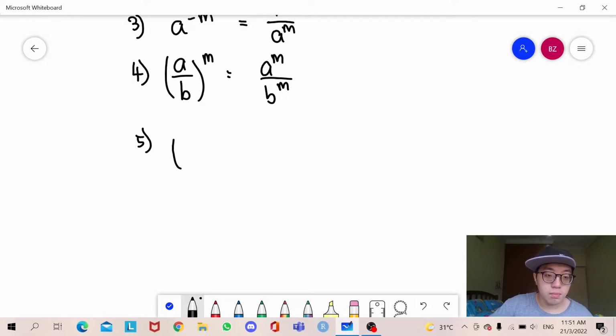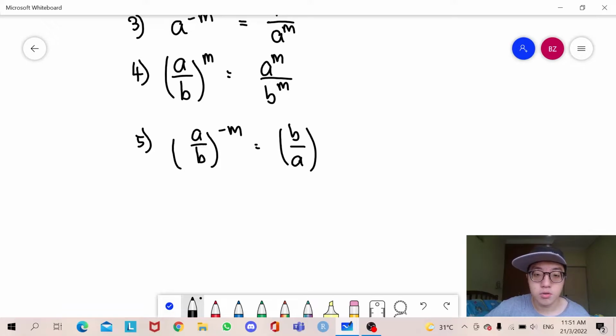When we talk about a over b to the power of negative m, this is a little bit interesting because we can first flip both of them. It is equivalent to b over a to the power of m. There's a little proof here.